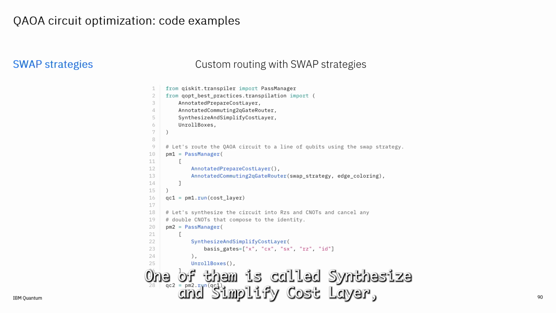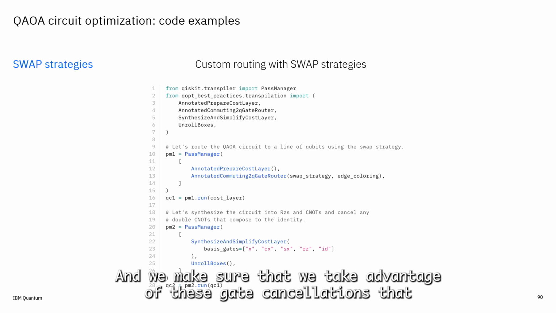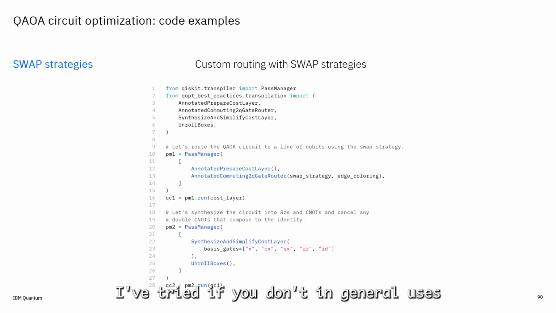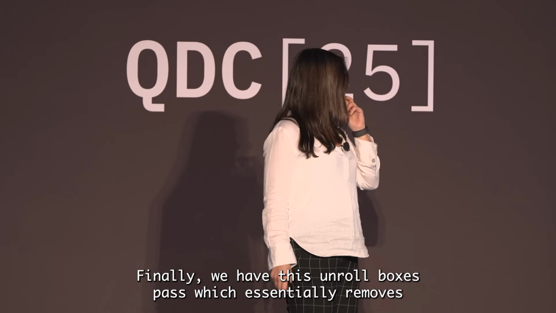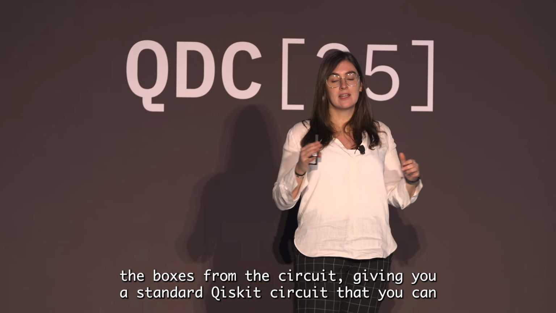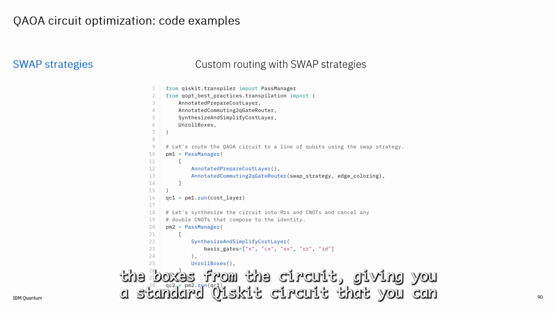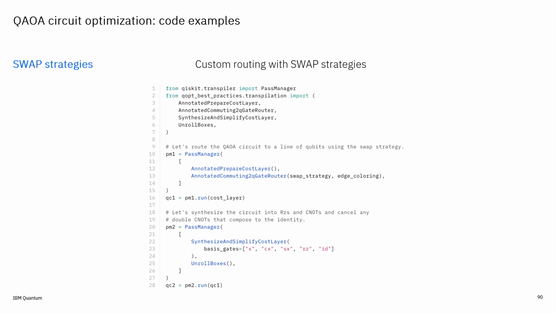One of them is called synthesize and simplify cost layer, where we essentially target the cost layer part of the circuit, and we make sure that we take advantage of these gate cancellations. If you don't use this, the Qiskit pass manager doesn't find them as easily. Finally, we have this unroll boxes pass, which essentially removes the boxes from the circuit, giving you a standard Qiskit circuit that you can then plug into a standard pass manager or transpilation pipeline.